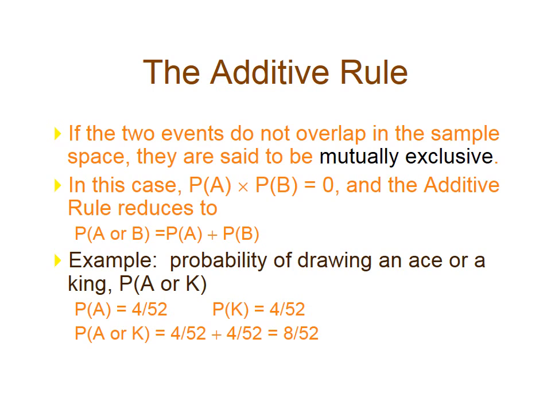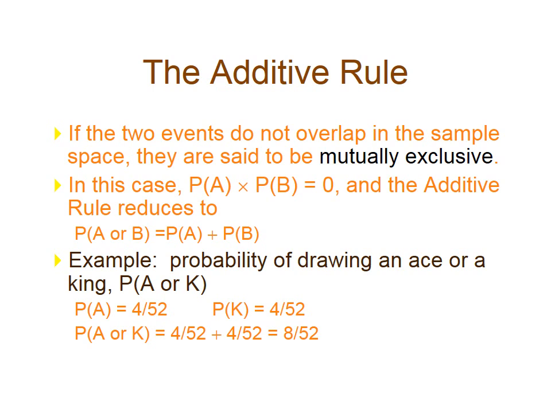Probability of drawing an ace is what? 4 in 52. Probability of drawing a king is 4 in 52. What is the probability of drawing an ace and a king at the same time? 0, you can't. You can't pull out one card and it's an ace king, right? The probability is 0, so you minus out that 0. So add those two up. 4 in 52, 4 in 52 equals 8 over 52.